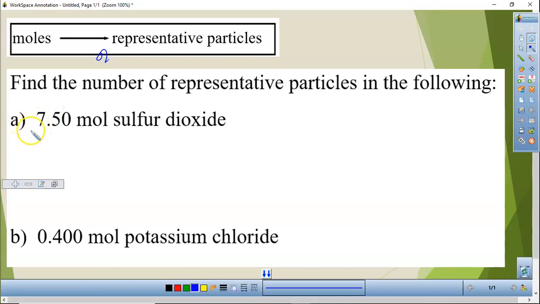Okay, so remember dimensional analysis. You have to start with whatever you're given. Well, in this case, I'm given 7.50 moles of sulfur dioxide. So I write 7.50 moles of sulfur dioxide. And the formula for sulfur dioxide, SO2. So I'm going to convert that into particles. I've got moles and I'm going to particles.